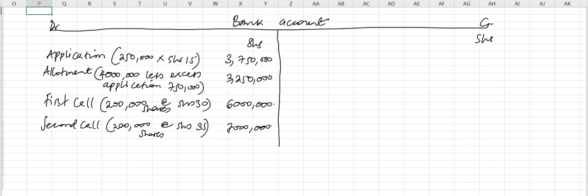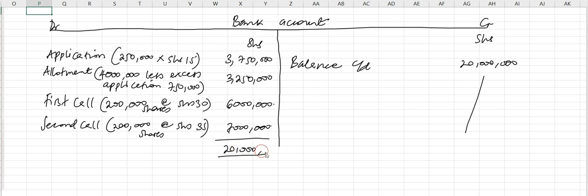That's it. Also, since there is no excess application money received that is refunded to the applicants, you close your bank account, you balance it. So we get a balance carried down. This is 3,750,000, 3,250,000, 6 million, 7 million. This is around 20 million. So that's the bank account.